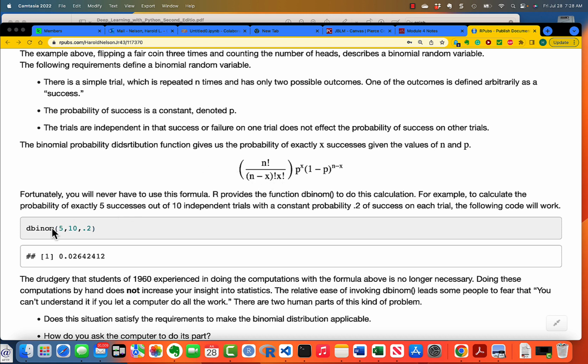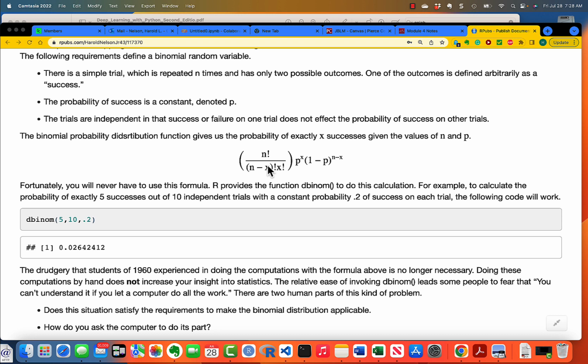Now, you have the dbinom function, and this is the probability of getting 5 successes out of 10 trials with a probability of success on one trial of 0.2. So a lot of people think that learning the binomial distribution meant that what you understood was how to go through the process of calculating this thing. Well, that's silly in 2023. We simply use the formula. Doing this computation is like trying to do a square root by hand.